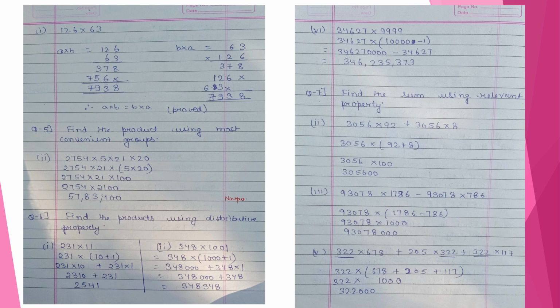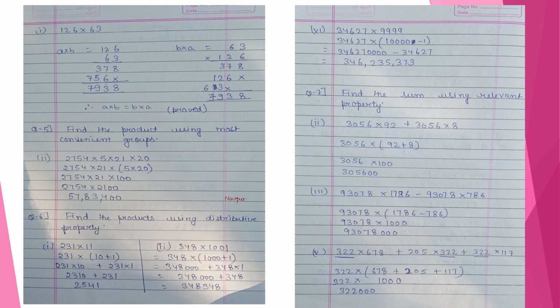Sixth part. Here you can see it is written 34,627 is to be multiplied with 9,999. So 9,999 we can write it down as 10,000 minus 1, which is inside the bracket. Then 34,627 will be multiplied with 10,000, minus sign into minus sign, then 34,627 into 1. So after doing the subtraction we are getting 346,235,373.